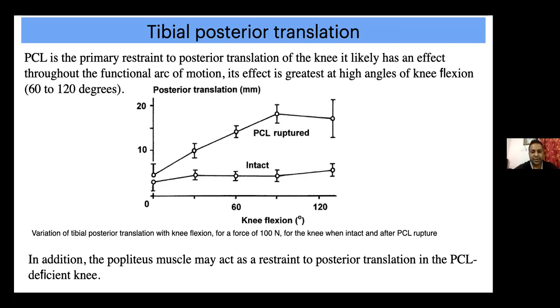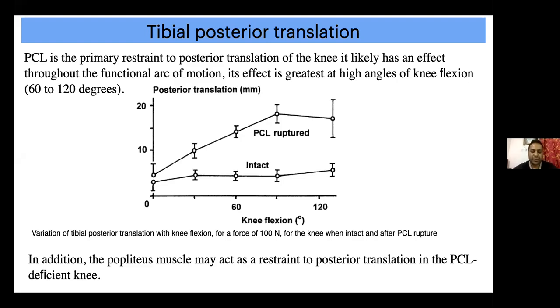In this diagrammatic picture, we can see that when the knee is flexed from 0 to 60 degrees, there is no significant difference in posterior translation between the intact knee group and the PCL ruptured knee group. But when the knee is flexed at 90 degrees, we can see a steep curve rising up in the PCL ruptured group, where the posterior translation is more. So when the PCL is torn and the knee is flexed at 90 degrees, we get maximum posterior translation.